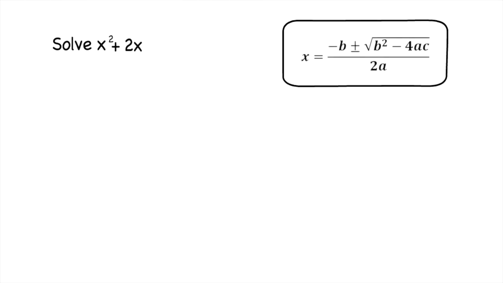Here's an equation to try yourself. Pause the video and see if you can get to the answer. First of all, I'm going to assign A, B and C. So A would be positive 1, B would be positive 2 and C is negative 35. So then I'm going to write my equation but replace the A, B and C with the numbers that I've just assigned.